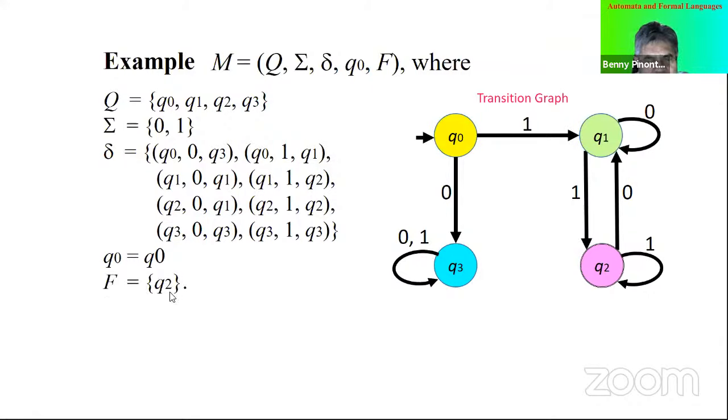And in this case, there's only one final state, that is Q2. In the graph, to indicate that it is a final state, we just draw a double circle. So for Q2, we put a double circle, indicating that it is a final state. Again, in this case the final state is only one, but it could be two or three or more. But the initial state is only one.